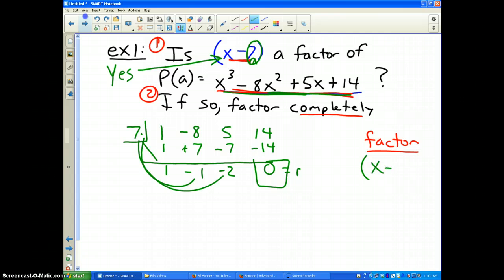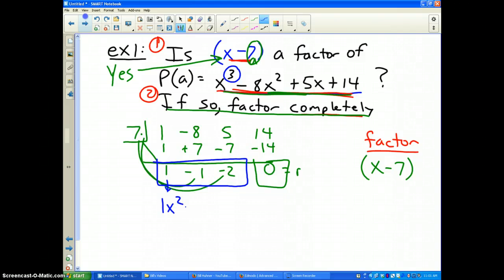So I'm going to list it over here. x minus 7 is one of its factors. So then I can do part 2, factor completely. Now how do you do that? Well, you take the remaining coefficients and you write them down as a polynomial. Now remember, we go down 1 power. It was x to the third, so now that 1 is 1x squared, minus this one is 1x, and that would be minus 2. Can I factor that?